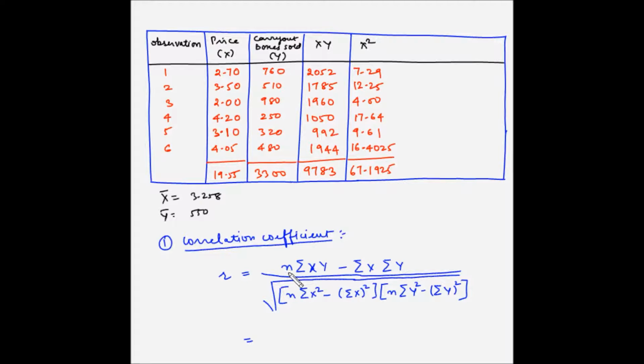So here we know the value of n, we know sigma xy, which is 9783, we know sigma x, which is 19.55. We know sigma y, which is 3300. We know sigma x square, which is 67.1925. We know sigma x, and we can square that up. We have to arrive at sigma y square, and sigma y whole square that we know, which is 3300 whole square. So let's calculate sigma y square.